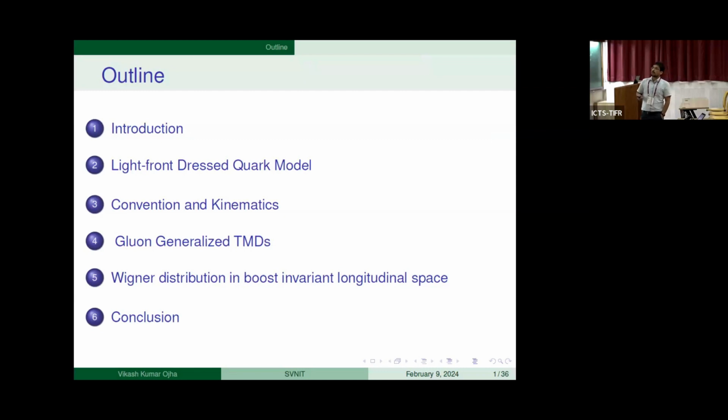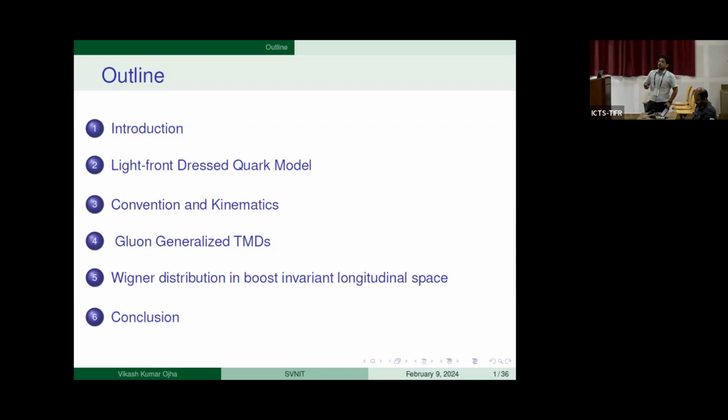First I would like to introduce what we mean by Wigner distribution and what we mean by these generalized TMDs. And then I am going to introduce my model, which is the light front quark model, and then the conventions and the kinematics which we have used for the calculation of GTMDs, and then the results for these gluon generalized TMDs. And finally, I would like to discuss this Wigner distribution in the boost invariant space, which we have obtained from this gluon generalized TMD. And finally, I would conclude my talk.